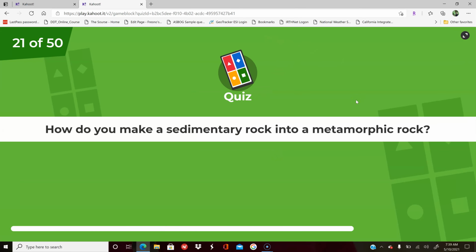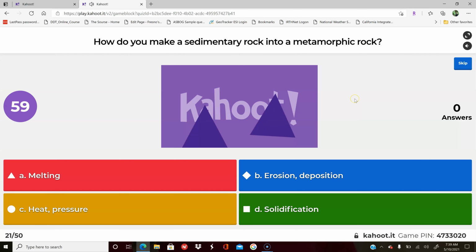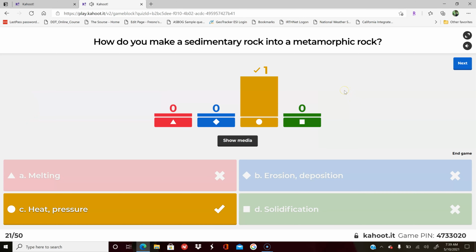How do you make a sedimentary rock into a metamorphic rock? Melting, erosion, deposition, heat, pressure, or solidification. This would be heat and pressure. So here the baseline is how do you make a metamorphic rock? Heat and pressure.